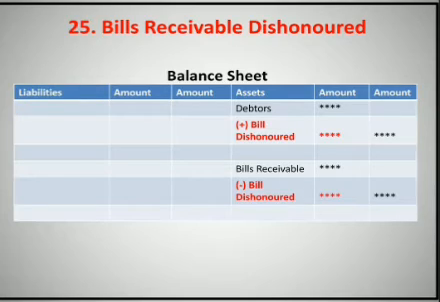See here, when the bills receivable gets dishonored, that time our debtors will get increased and our bills receivable will get decreased. That is why we have added to the debtors account and deducted from the bills receivable account.